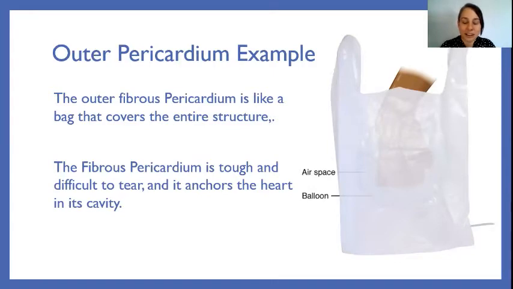Now this one is very strong. If we ever have the dissections where you have to cut the pericardium, the fibrous layer is the toughest one of the bunch. And this one is kind of like taking a plastic bag from the grocery store and just wrapping your whole fist and the balloon. So it just covers the entire thing, a strong layer. It's also going to anchor the heart. It's very difficult to tear. So that's your outer fibrous pericardium.